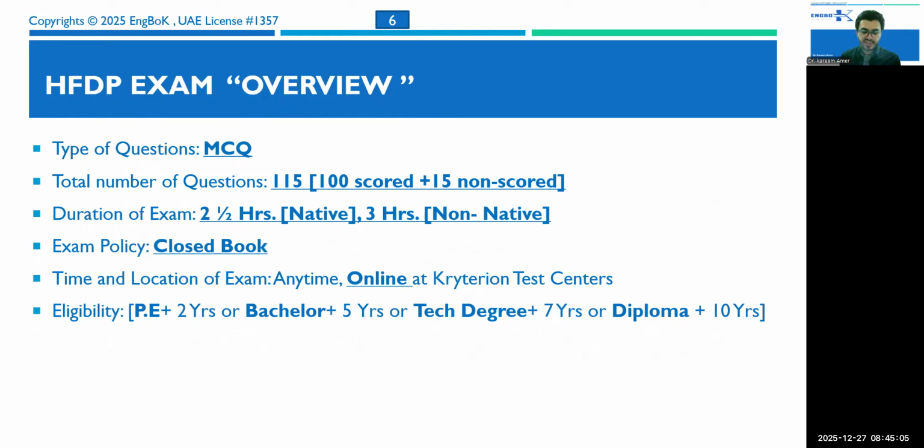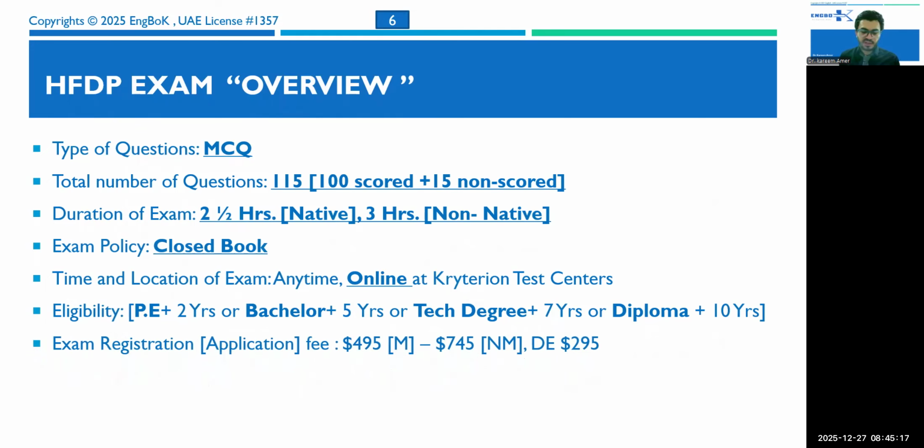Time and location for the exam: based on your location and preference, you can apply, mention your city, and find a center at your preferred time. Eligibility: if you have a PE license, just 2 years of experience. If you don't have one and have a bachelor degree, you need 5 years of experience. If you have an associate or technical degree, you need 7 years. If you have a high school diploma, you need 10 years of experience.